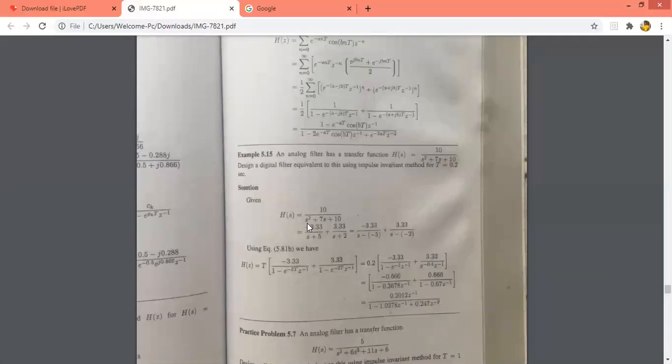Any doubts here? Similarly, you see here analog filter h of s is given. It is 10 by s square plus 7s plus 10. T value is given as 0.2 seconds. Okay. What is our first step? Write it in partial fraction form where each term will have only one pole. Okay. After writing in partial fraction form, find out A and B.